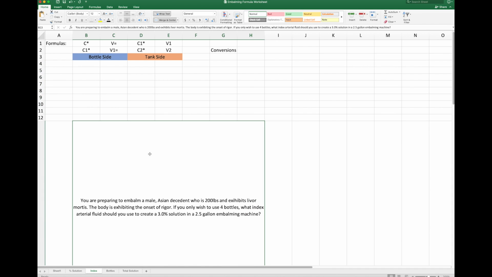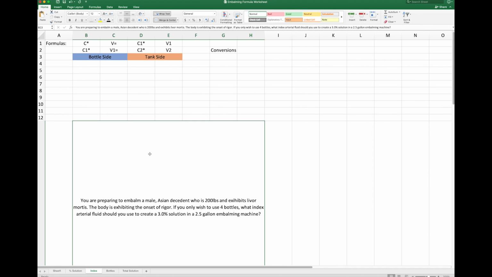Okay, so the next question. You are preparing to embalm a male Asian decedent who is 200 pounds and exhibits livor mortis. The body is exhibiting the onset of rigor. If you only wish to use 4 bottles, what index arterial fluid should you use to create a 3.0% solution in a 2.5-gallon embalming machine?